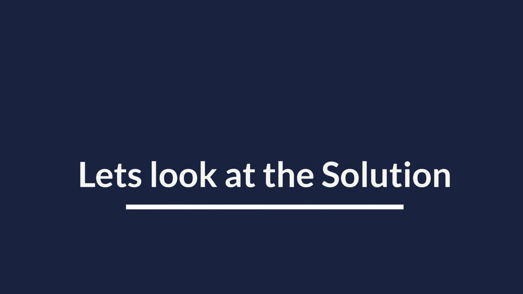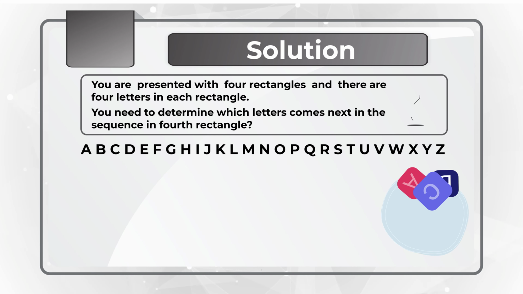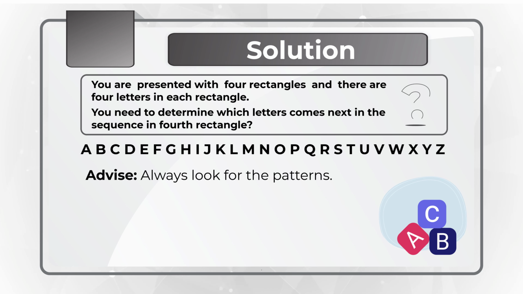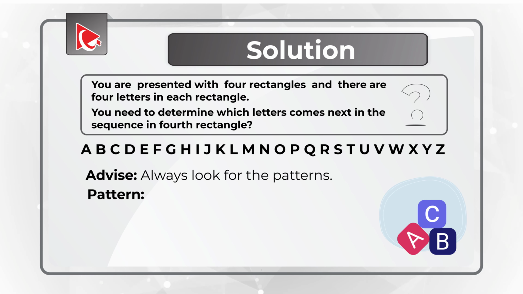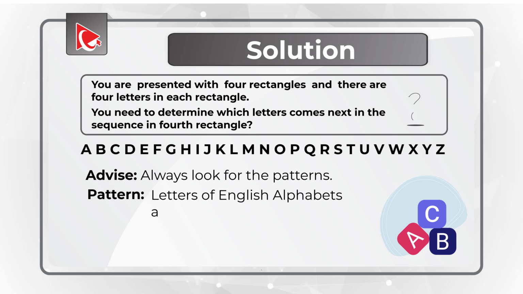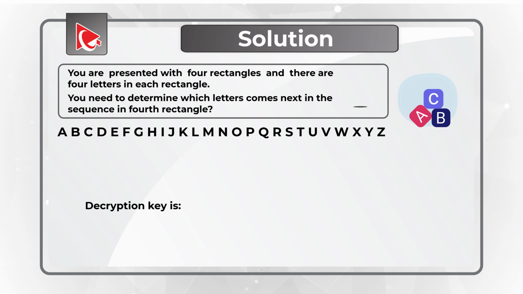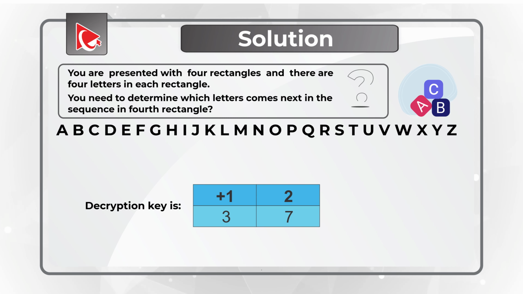To answer this question correctly, you need to know letters of the English alphabet, as well as a little bit of math. And my advice to you, always look for patterns, because you would need the pattern to solve this question. So let's first look at the pattern. As you might have guessed, letters of the English alphabet are incremented here by a certain number. The increment number is different for each section of the rectangle. And the decryption key, if you're familiar with encryption and decryption, is 1, 2, 3, and 7.